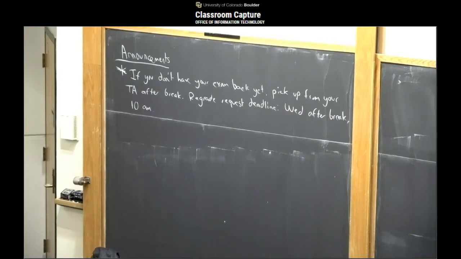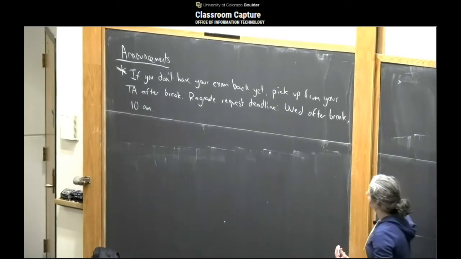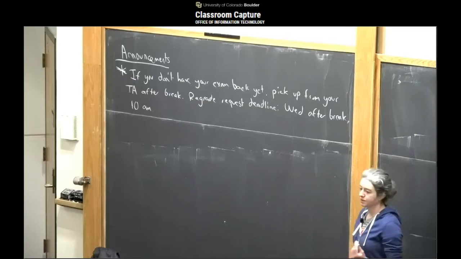So a reminder for how to do that, just staple a sheet of paper on the front saying what you want looked at and why. It might be worth your while to check it against the key and see if there's anything you're missing, or run it by me or your TA ahead of time if you're not sure. Okay, so any questions about that?